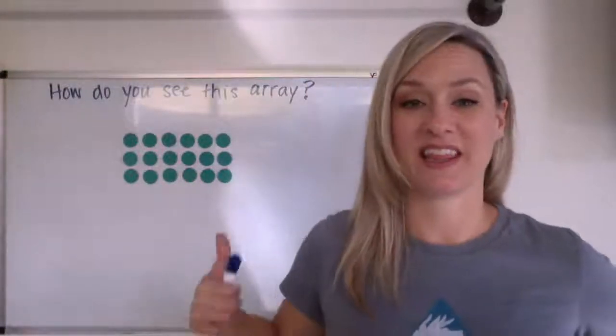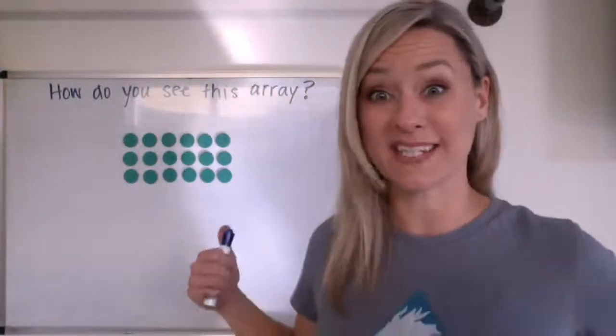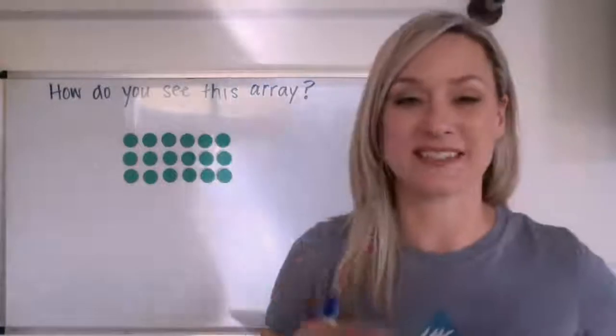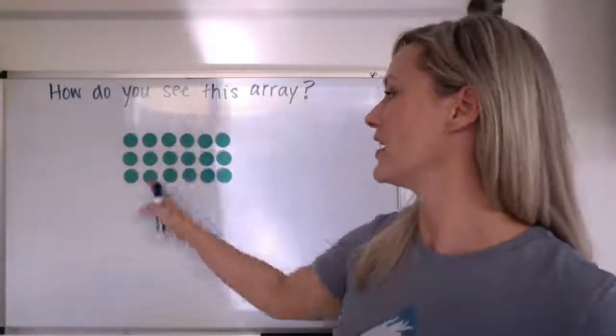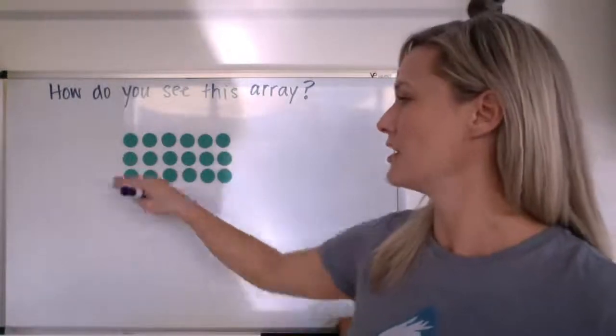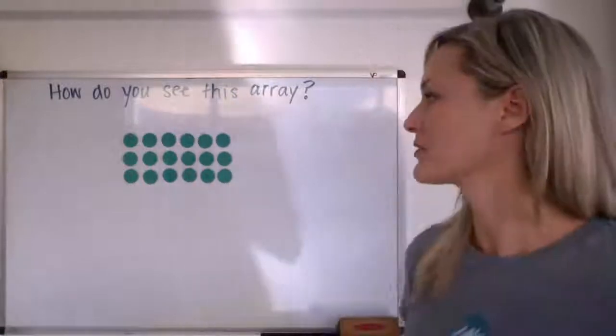How do you see this array? All right, they're in circles, they're not in squares, but it's still an array, right? It still has the same number of columns and the same number of circles in each column and the same number of circles in each row, right? So we have an array here.